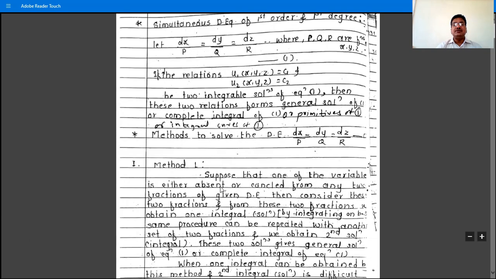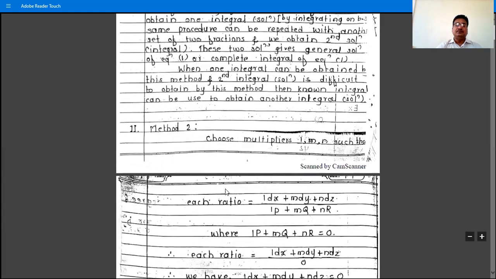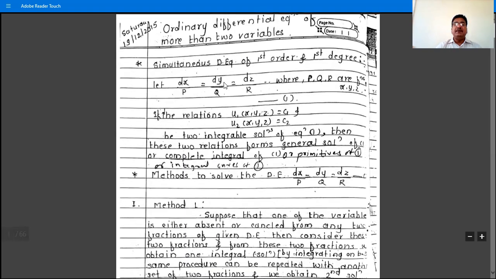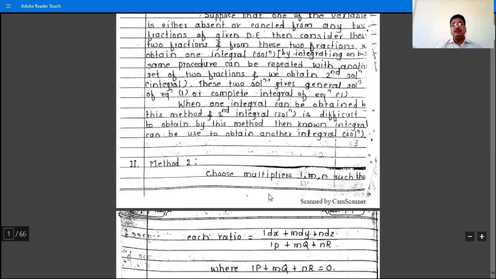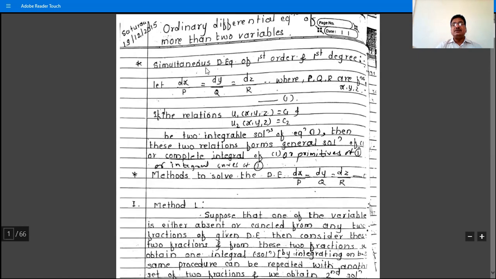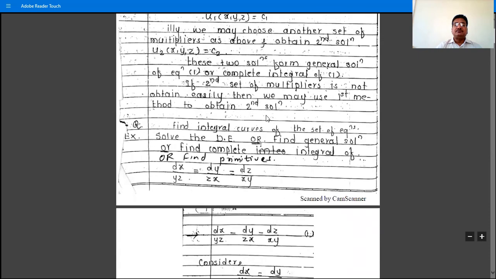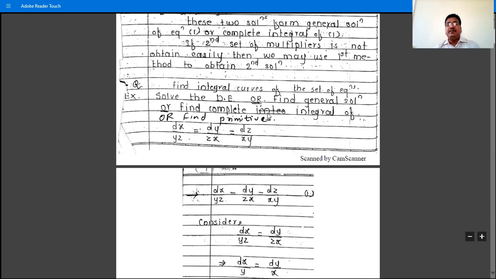That is, for one solution apply method 1, and for another solution apply method 2. So combinedly or independently we can solve the given simultaneous differential equation dx by p, dy by q, dz by r. These are the basic two methods to solve the simultaneous differential equation of first order and first degree of this form. So we'll see the examples of such a type of differential equation.